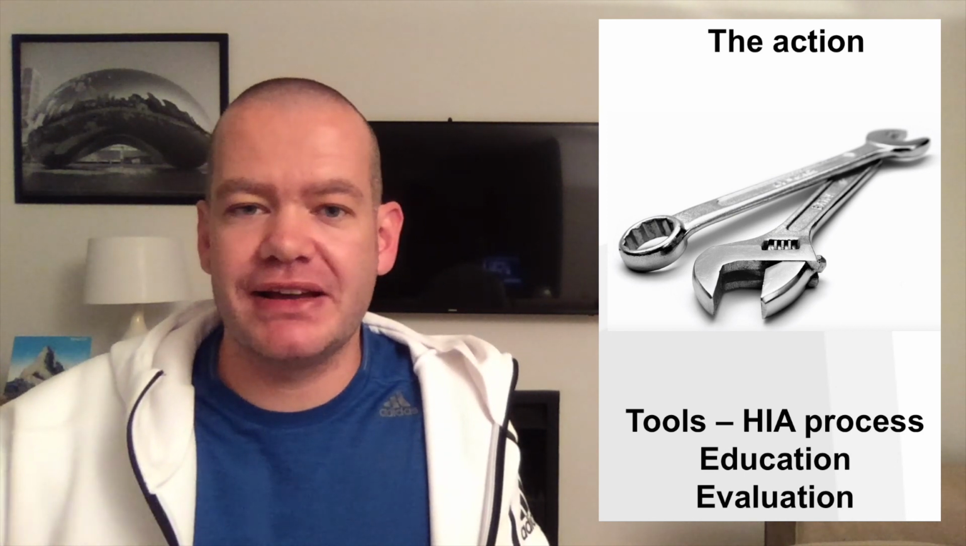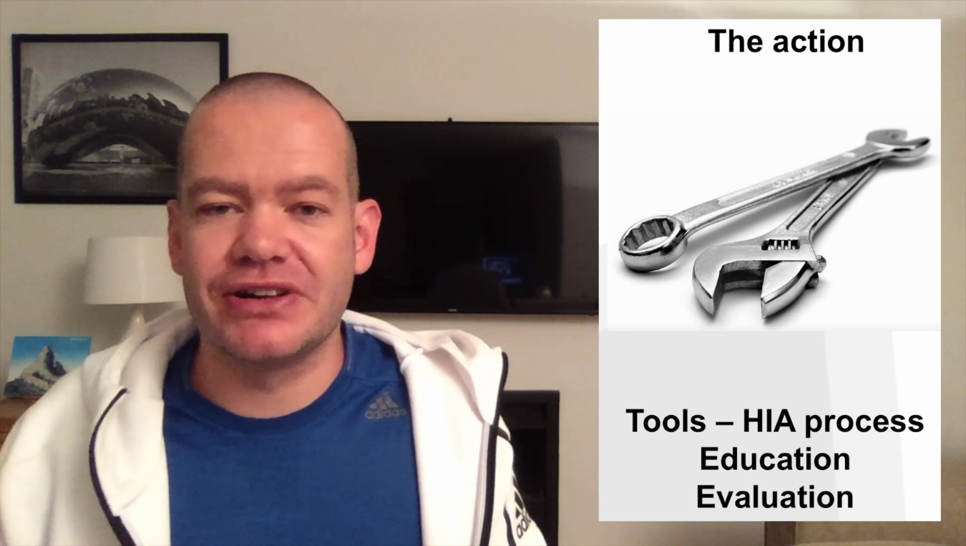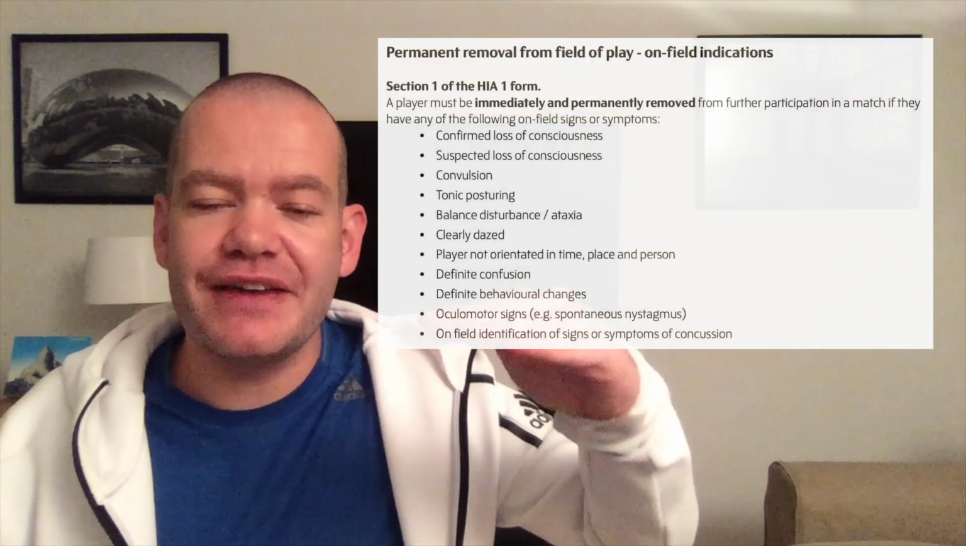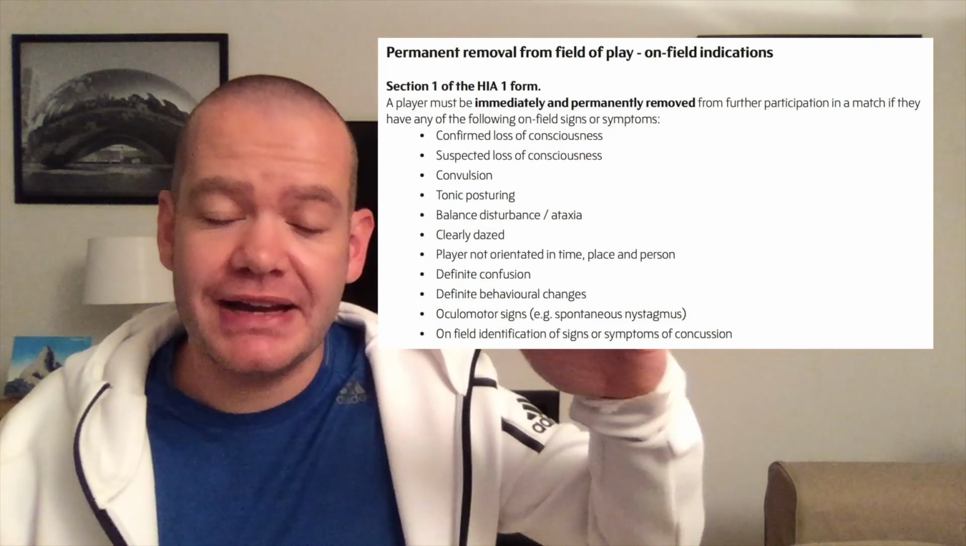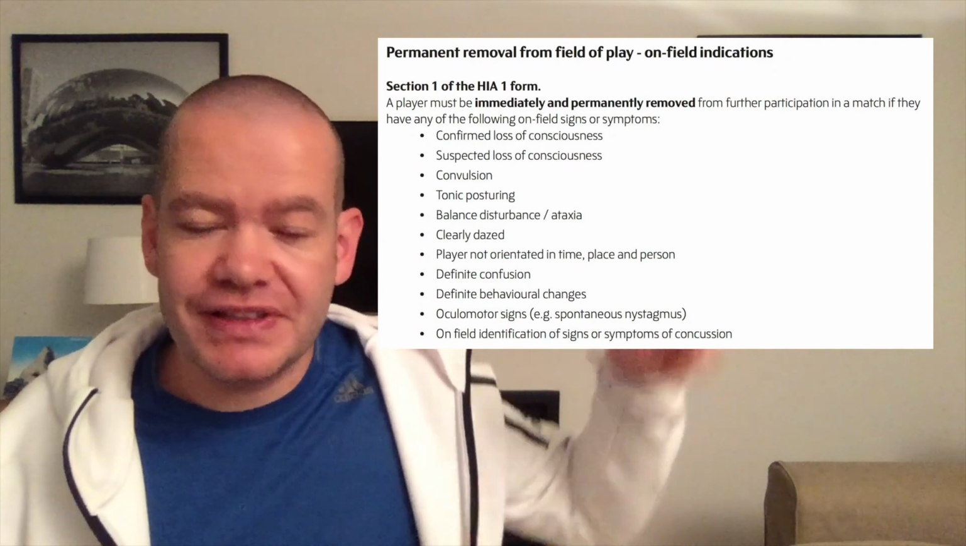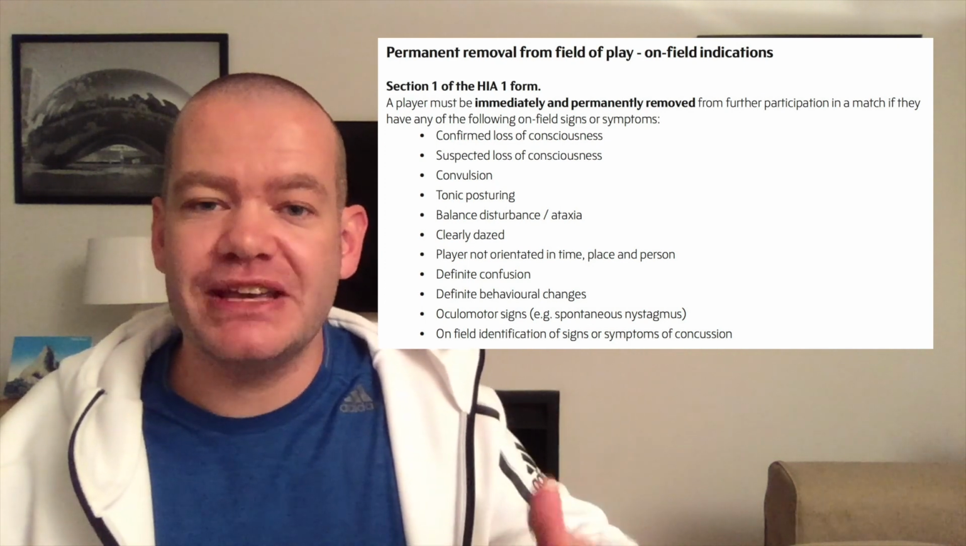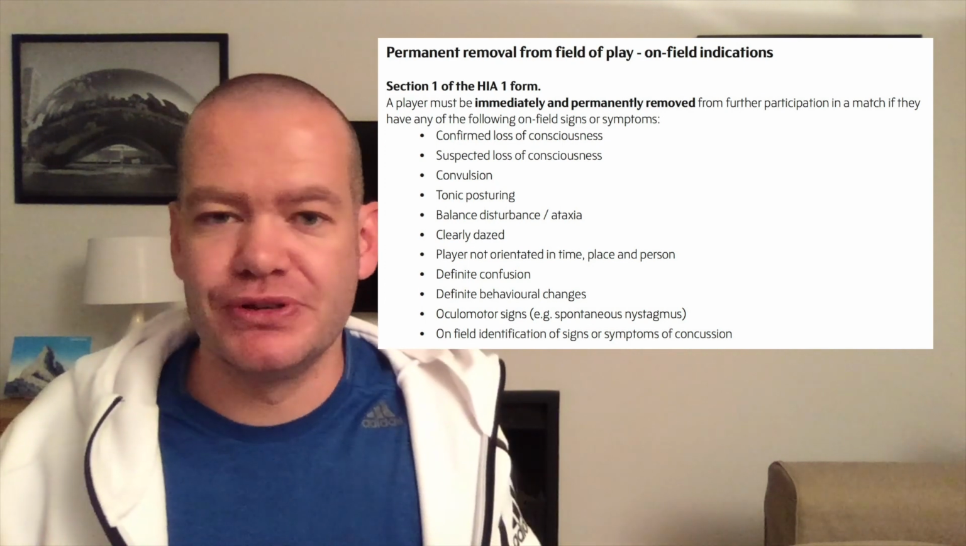So now we had 10 minutes for the doctor to spend with the player to try and do a better job of diagnosing whether they were concussed or not. And then secondly, the signs and the symptoms of concussion were formalized. So the sport came up with a list of 11 criteria, which now exist. And if an athlete or a player is seen to show any one of these 11, then they have to be immediately and permanently removed from the field of play.